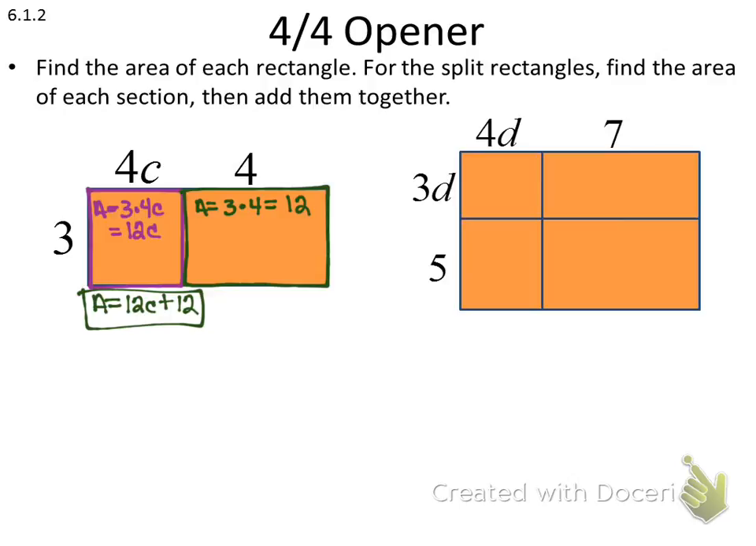So when we look at our next rectangle, it's divided into 4 different sections. So we're going to have to find the area for each individual section. I always like to work from left to right, top to bottom. So we have this section we're going to do first.